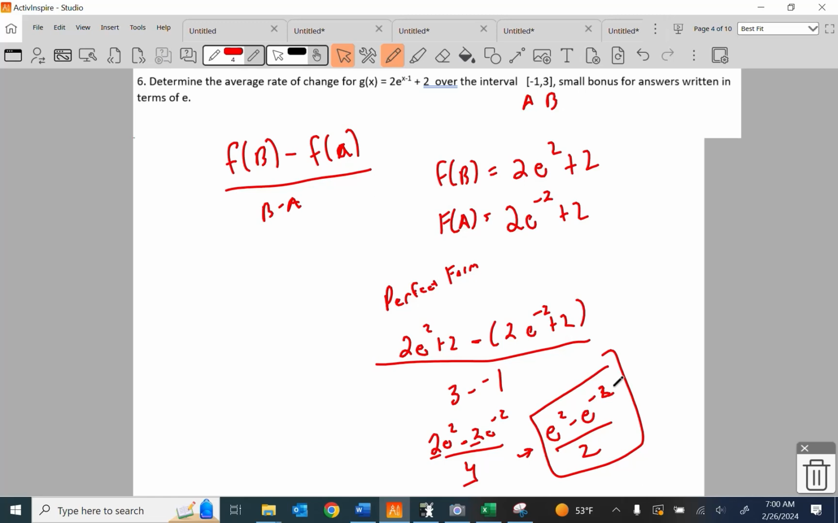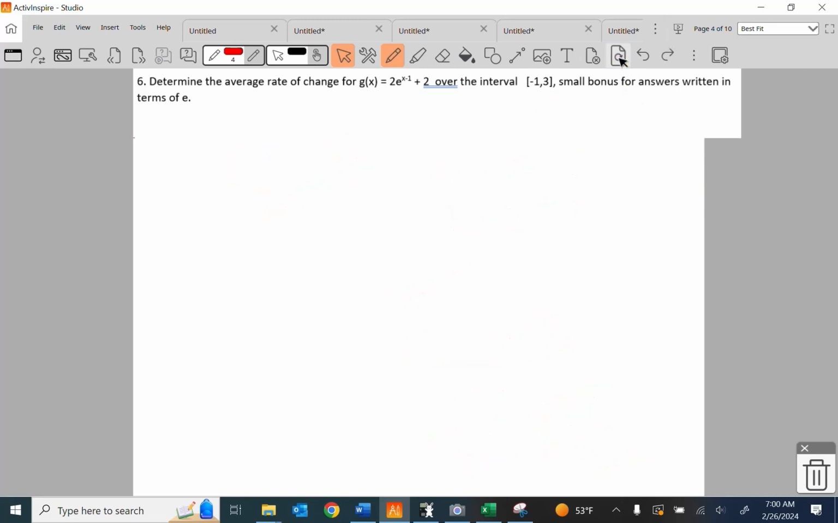Now, if that bothered you, that's okay. You still get full credit if you can be a button pusher. Again, same formula. F of B minus F of A, sitting pretty over B minus A. I'm amazed at how many juniors can't do average rate of change yet. I really am.